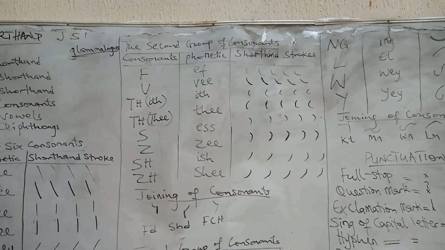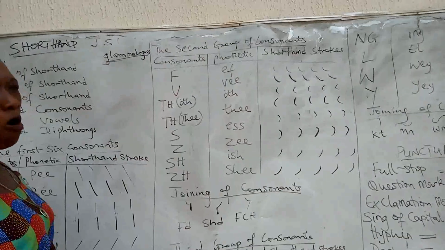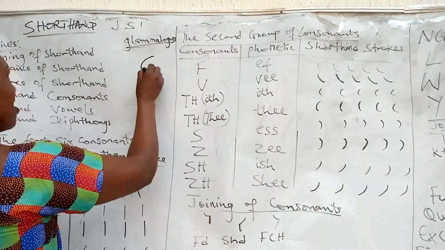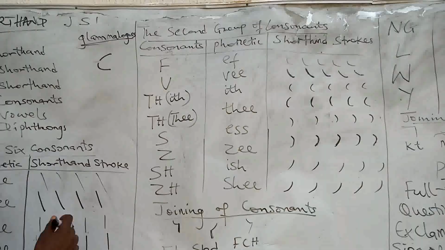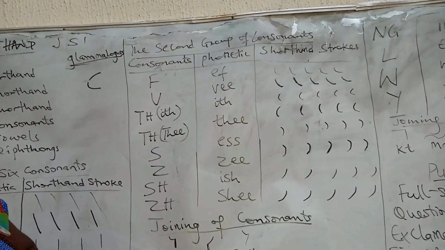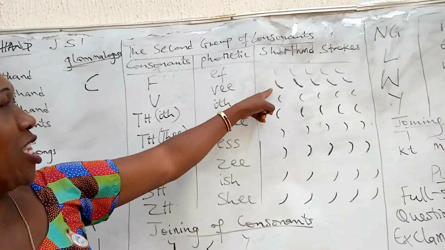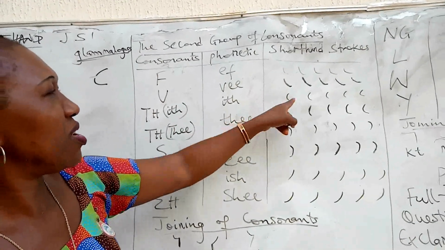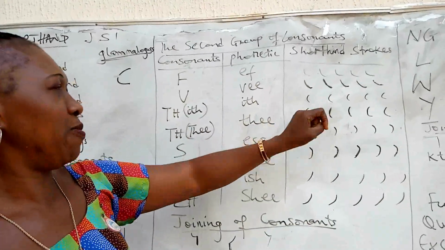So let's go into the second group of consonants, which are in pairs of four. You can see how we write letter C. The first one started with almost half of it. So, it's in pairs of four. We have F, light. We have V, deep. We have T, with ITH, light. Then we have the deep.